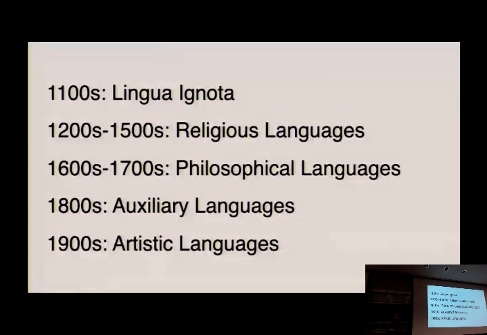After that, that was when the philosophical language movement started. That's where you saw things like John Wilkins' constructed language that he wrote in his essay or book.